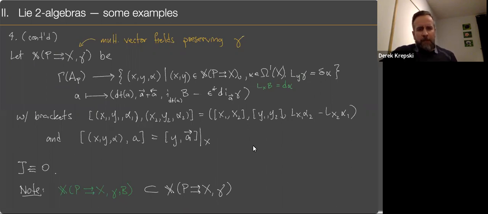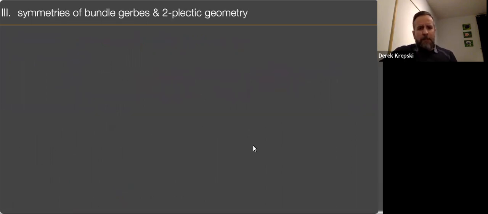All right, so we talked about bundle gerbes and Lie 2 algebras, and now we'd like to turn to some applications, I suppose. These various Lie 2 algebras and bundle gerbes interact in the context of 2-plectic geometry.